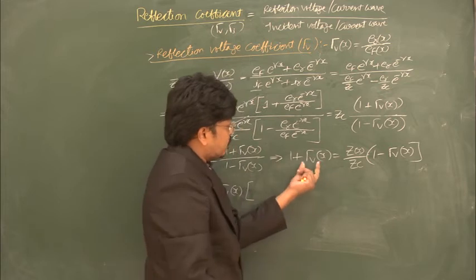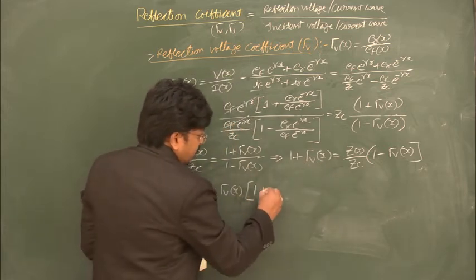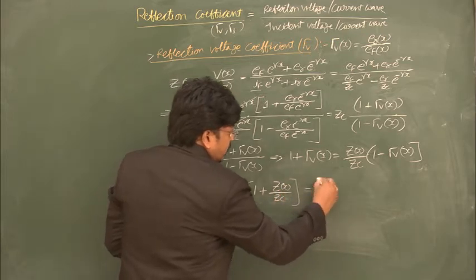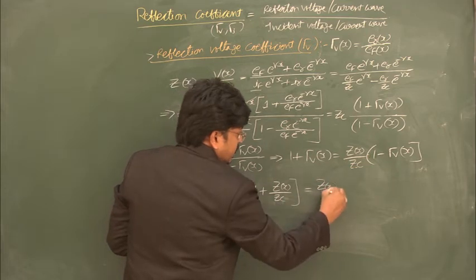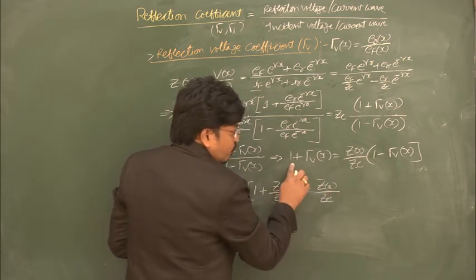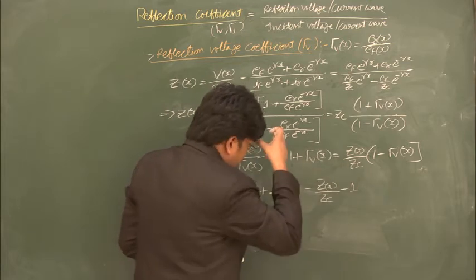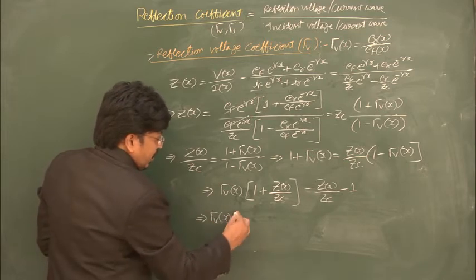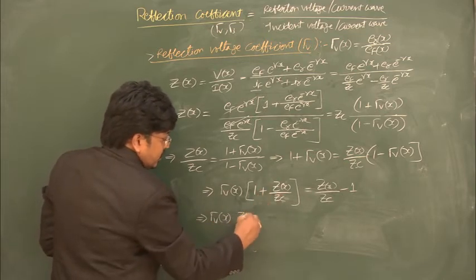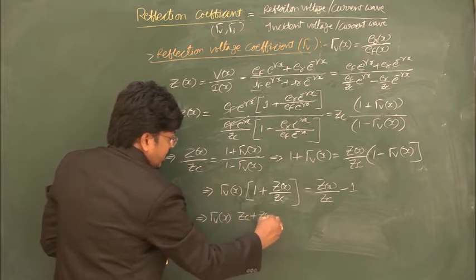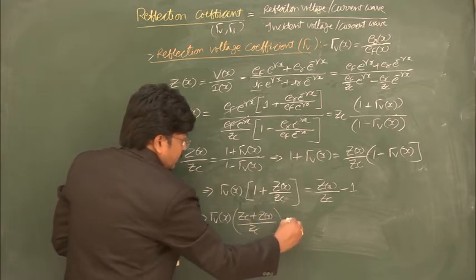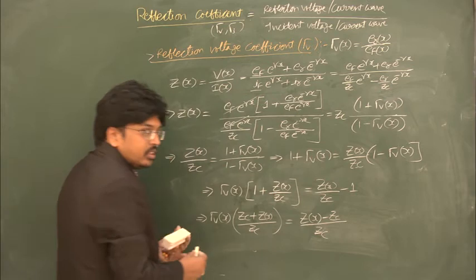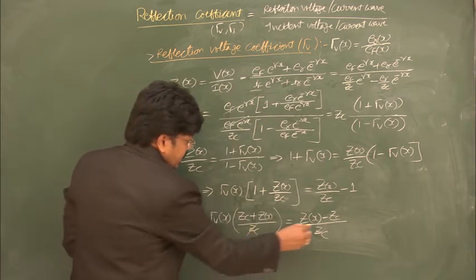We shift into the LHS only the eta V of x terms. So eta V of x into (1 plus Zx by Zc) is equivalent to Zx by Zc, and 1 is shifted to the RHS as minus 1. Now eta V of x into (1 plus Zx by Zc) is equivalent to (Zx minus Zc) by Zc, right? So here Zc cancel each other.